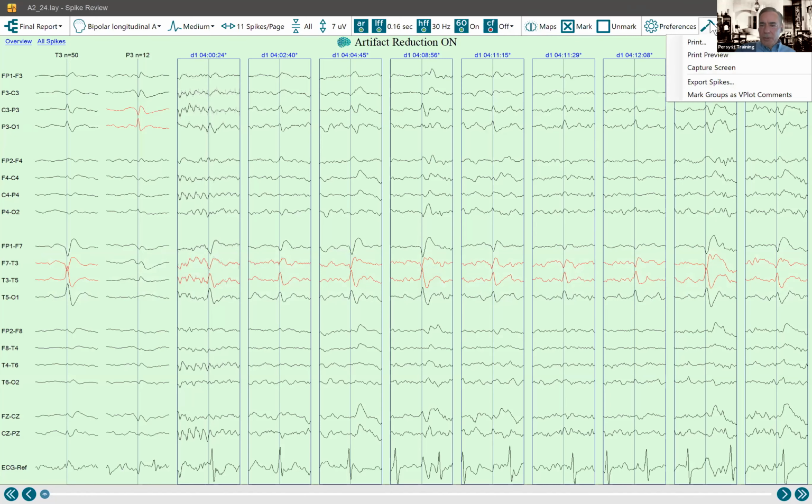We go to tools. We can export these groups, spikes, or mark them as VPOC comments, and it's going to place those into the comment list. The export groups is a separate function. Actually, there's a number of functions in here for advanced spike review that I'm happy to go through in a web conference for addressing individual questions, but we're going to go ahead and mark those groups as VPOC comments, and then let's go ahead and switch over to the other display and go back to the Persyst 14 window.